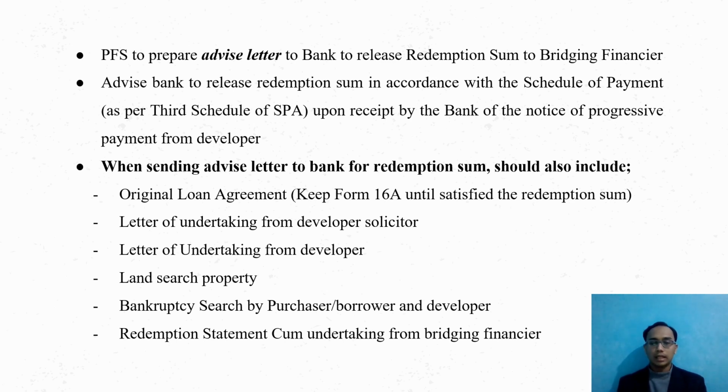So the advice letter addressed to the purchaser's bank will certainly declare the security document that has been stamped and executed, the differential sum that has been paid, and also the private caveat that can be made upon releasing the redemption and discharging the charge. This is in accordance with the provisions stated in the third schedule of the sales and purchase agreement, where the bank is advised to release the redemption sum upon receipt of notice of progressive payment from the developer.